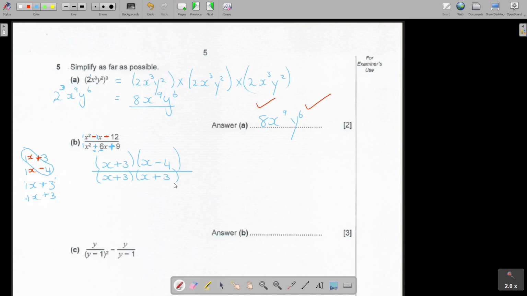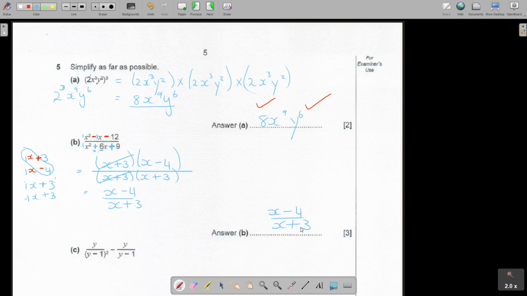And then I can only cancel brackets out, which is exactly copy and paste. And then what will be left? X minus 4 over x plus 3. And please don't cancel that x out. It's 2 terms over 2. You cannot. You can just rewrite that.